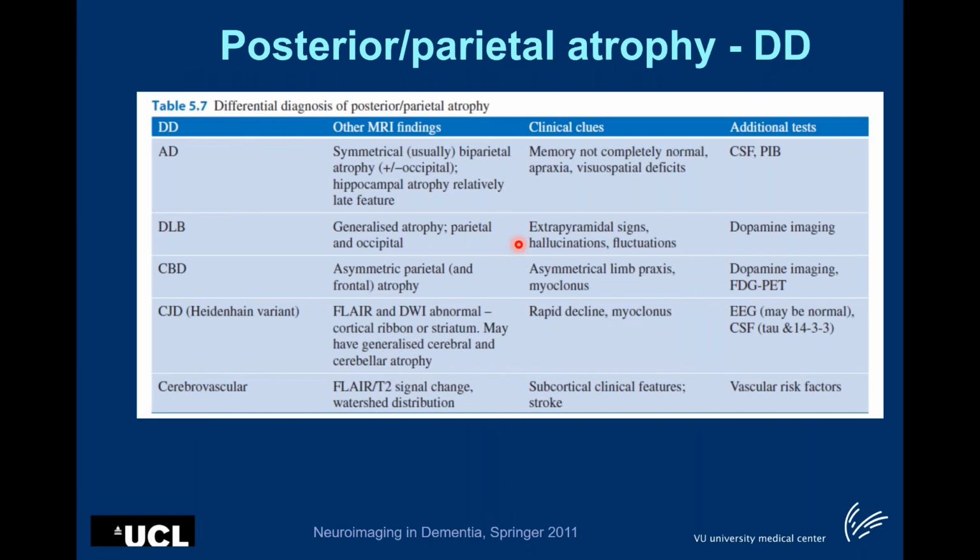Again, as everything in medicine, this comes with a differential diagnosis. This posterior type of atrophy we can see in AD, but we can also see it in Lewy body dementia, although maybe slightly more hippocampal, in cortical basal degeneration, and even in cerebrovascular disease. Sometimes some additional clinical clues may be of help, or additional testing may be of help. I already mentioned the dopamine imaging, and specific clinical features that may help.